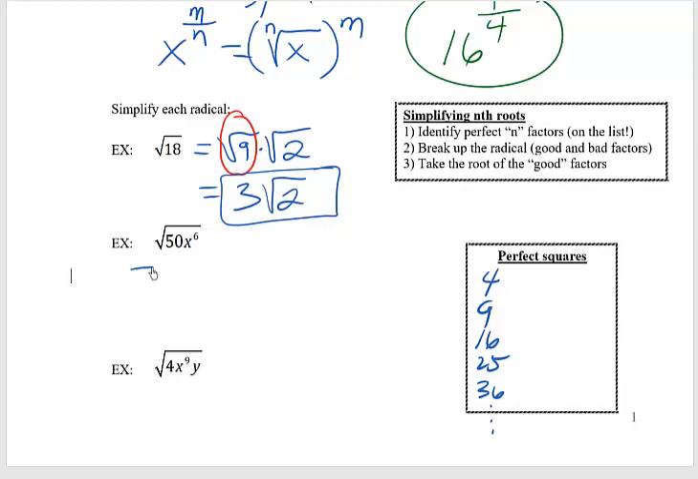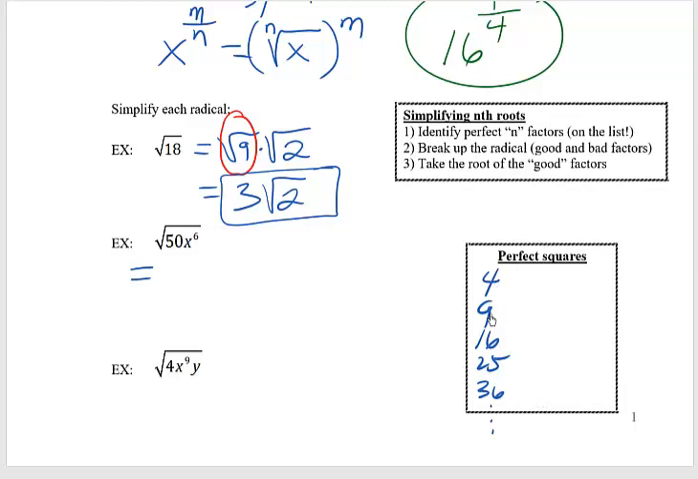This is still a square root. It's the same type of problem that we just did. This time, though, we've got a twist. We've got more than just a number in there. We've got some x's. Well, we should pause for a moment and think about what perfect square variables would look like. Remember, a perfect square just means something times itself, right?